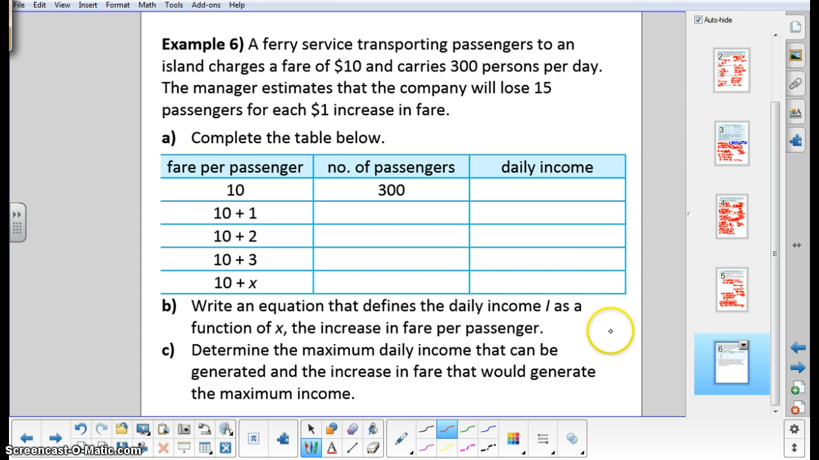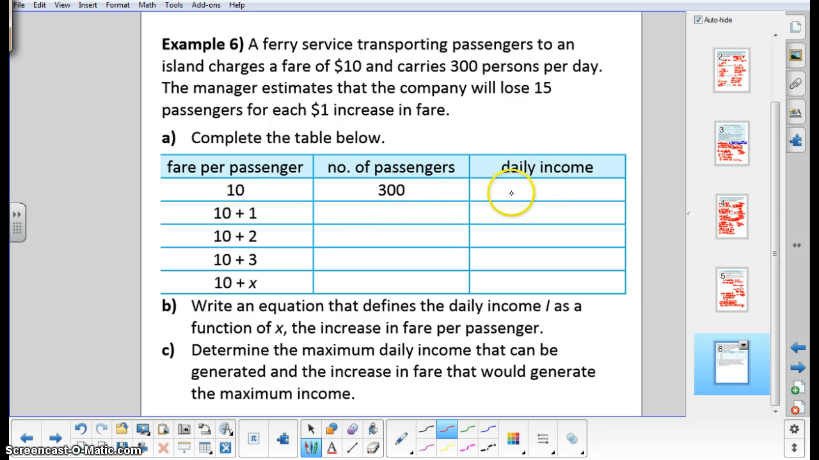So a ferry service transporting passengers to an island charges a fare of $10 and carries 300 persons per day. The manager estimates that the company will lose 15 passengers for each dollar increase in fare. So complete the table below. So we start out at $10 per passenger and the number of passengers.